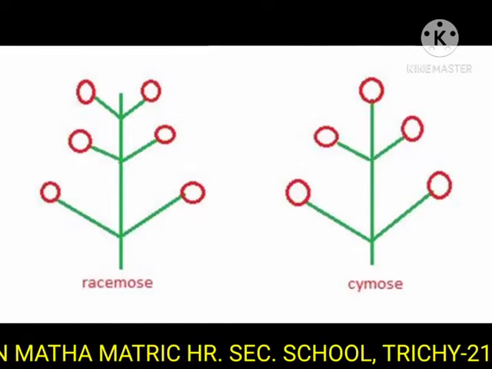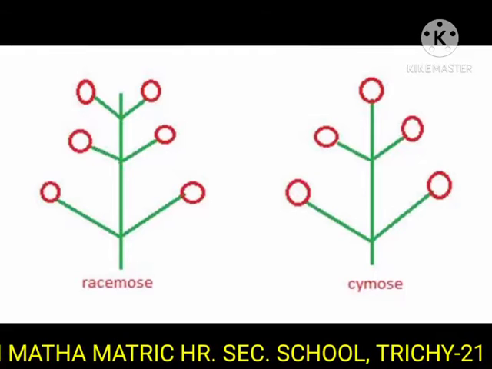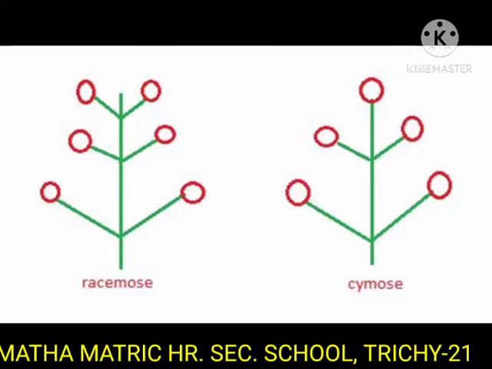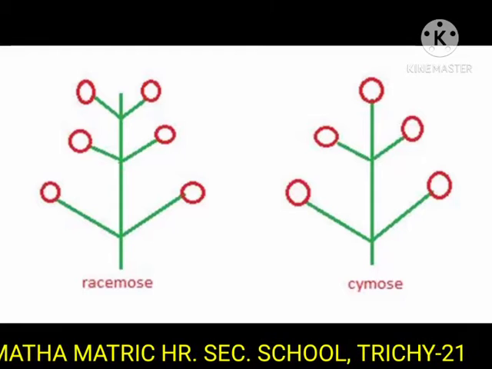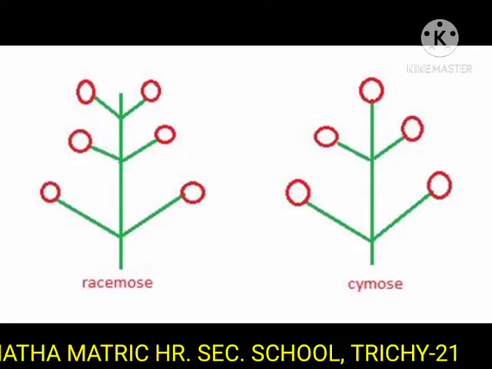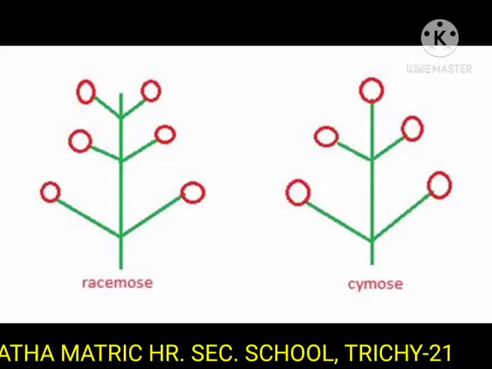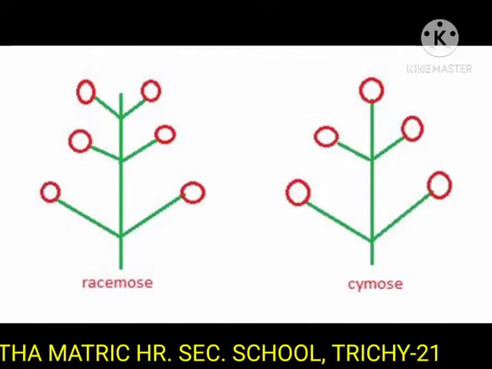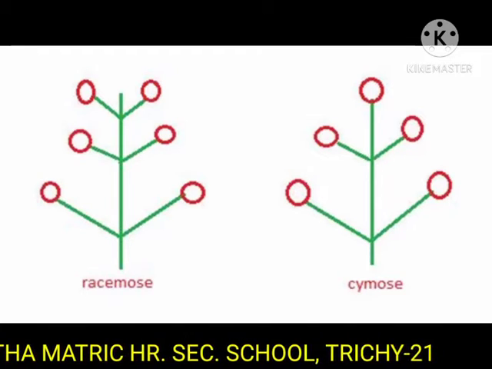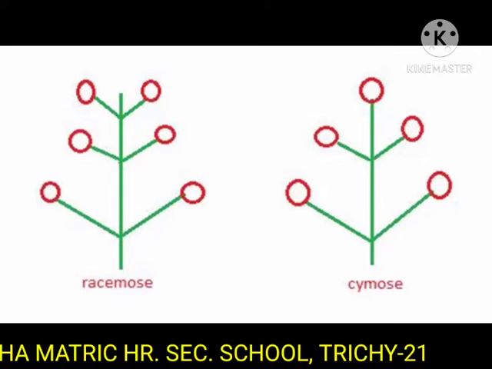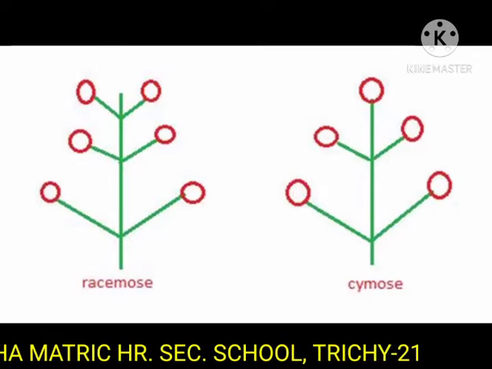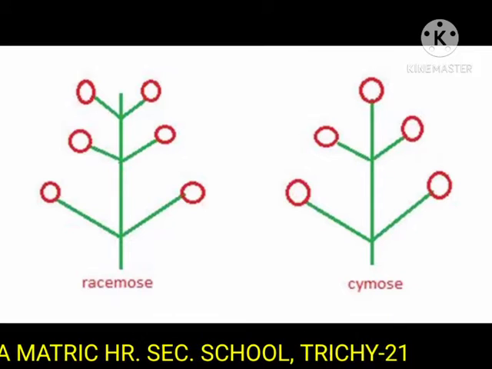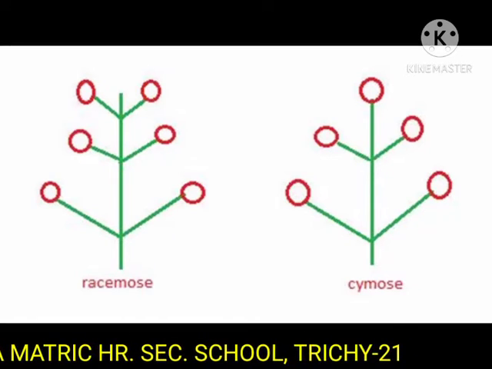Indeterminate is otherwise called racemose. The central axis of the inflorescence possesses a terminal bud which is capable of growing continuously and produces lateral flowers, and is called racemose inflorescence. All older flowers are at the base and younger flowers and buds are towards the apex.